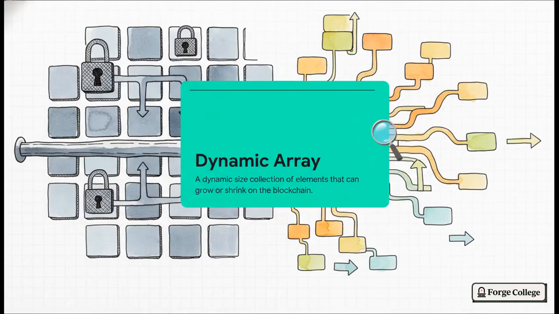To solve this, we rely heavily on something called the dynamic array. Basically, a dynamic array is a collection of elements, like our custom structs, that can grow or shrink in size while they're on the blockchain. Unlike static arrays, which are locked into a rigid, fixed size from the very beginning, dynamic arrays give us the flexibility to append new data on the fly as our contract operates. They're your primary go-to mechanism for holding collections in your contract state.